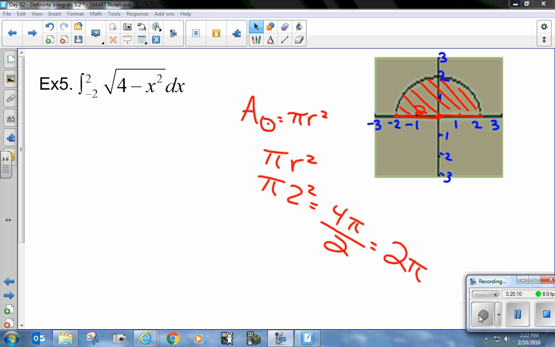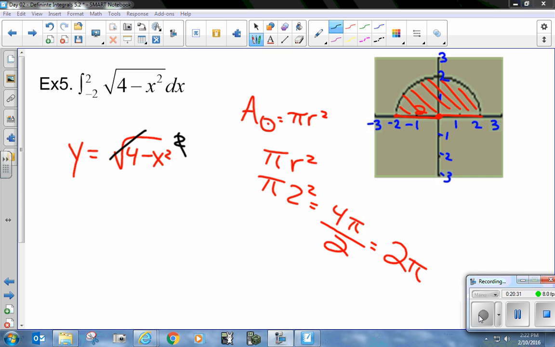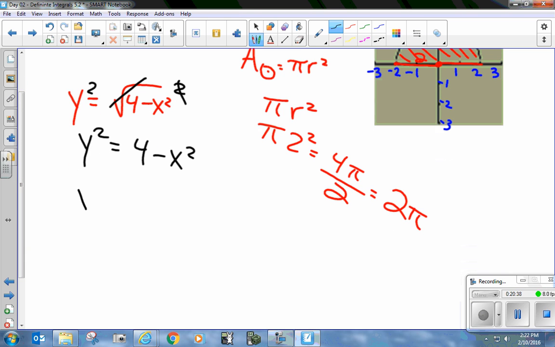So if there's something like that in your graph, think about it. The equation of a circle has a y squared and x squared, right? If I were to write y equals radical 4 minus x squared, and I wanted to get rid of that radical, what do I have to do? Square both sides. Now I've got y squared equals 4 minus x squared. What happens when I add x squared to both sides? The center is 0, 0. That's the radius squared. The radius would be 2.